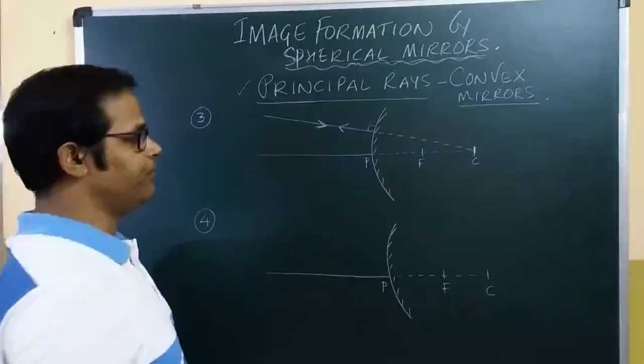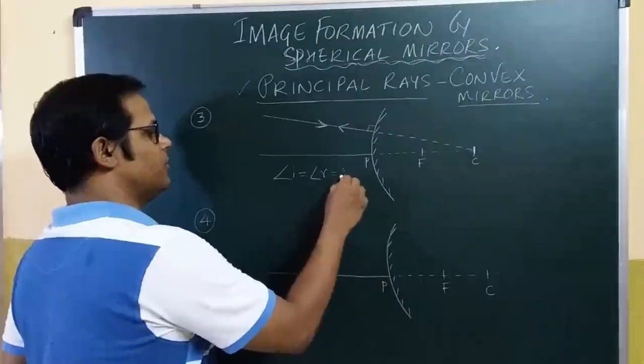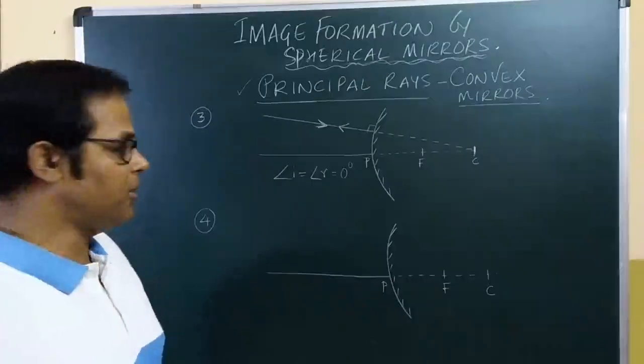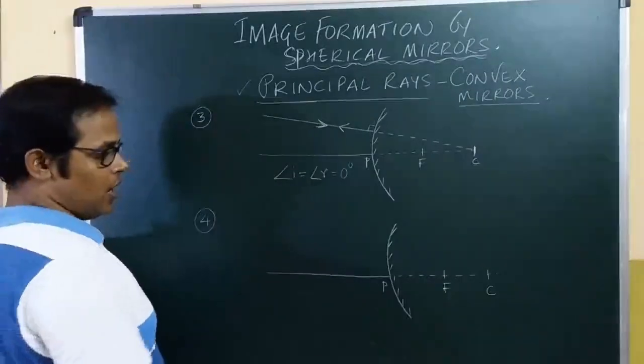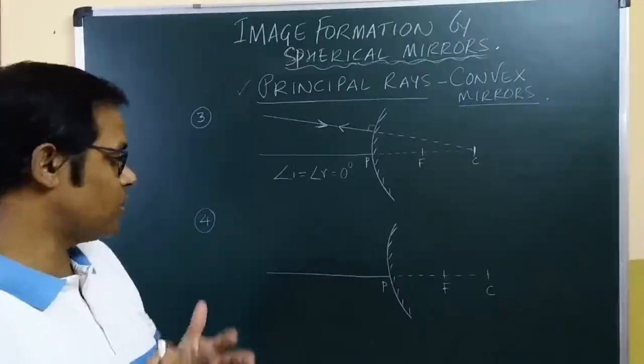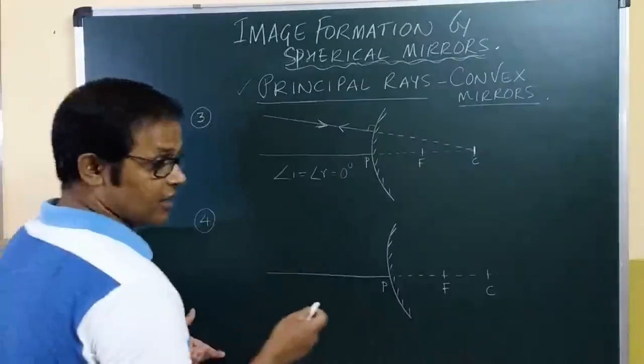Is that clear? So in this case, angle of incidence will be equal to angle of reflection will be equal to 0 degrees, as we saw in case of concave mirror. Right. Now, the last principal ray valid for convex mirror will be something like this. Exactly what we did for concave mirrors.